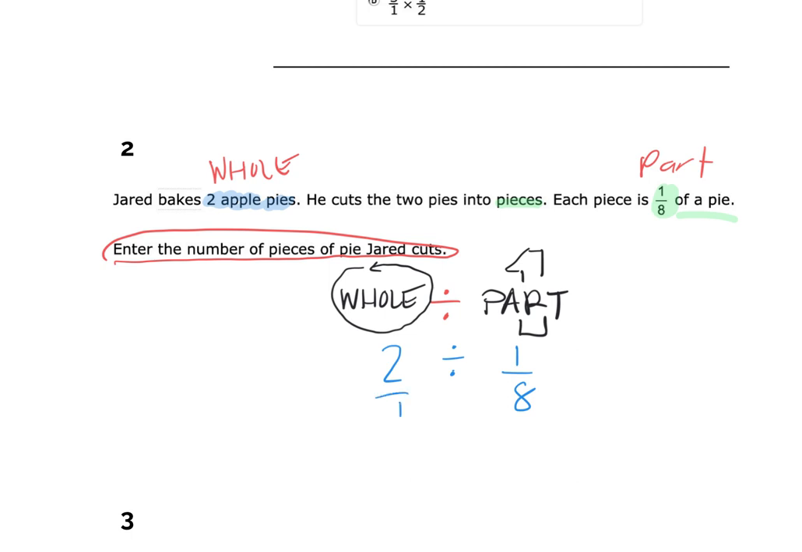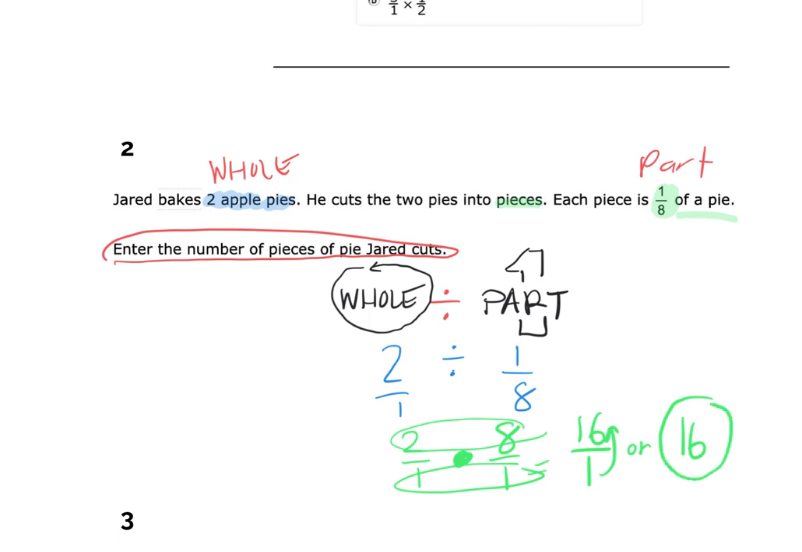So we keep the first fraction the same. We take the inverse of multiplication and we do the reciprocal of the second fraction. Now you can multiply straight across. So we get 16 over 1. Or if we divide 1 into 16, it's just 16 pieces that he cuts.